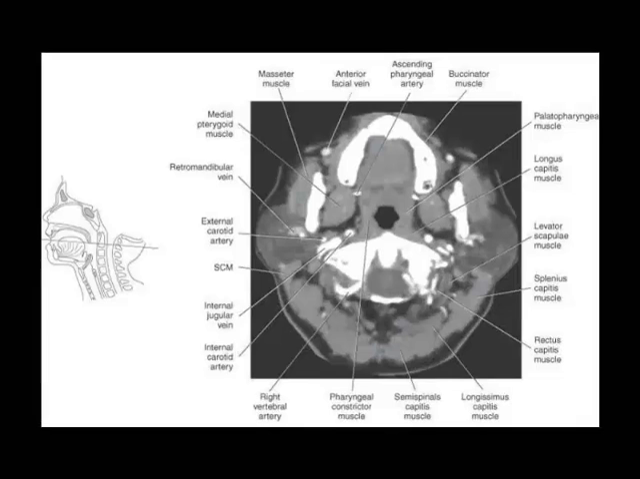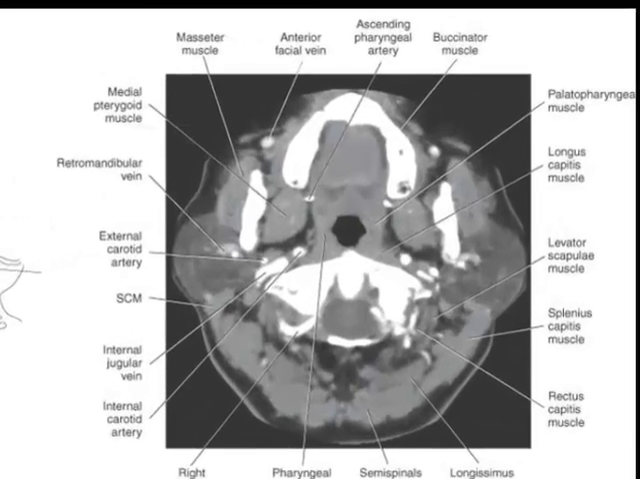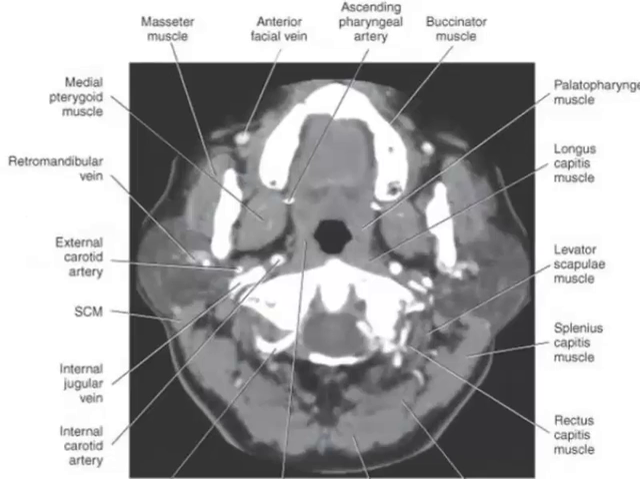This is an axial CT image with contrast of the neck at the level of the oropharynx. The oropharynx is the dark, air-filled oval structure approximately at the center of the image. The contrast agent fills the vascular structures and makes them appear bright white. Let's take a look at the vascular structures labeled.